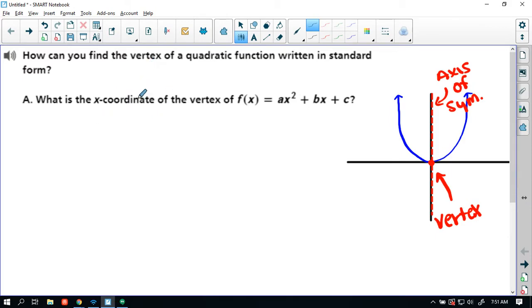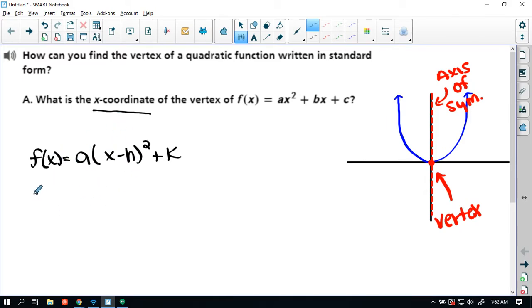How can you find the vertex of a quadratic function written in standard form? What is the x-coordinate of the vertex of f of x equals ax squared plus bx plus c? So we're looking for just the x-coordinate of the vertex. I'm going to write out vertex form, not this one yet: f of x equals a times x minus h squared plus k. Just to remind you what vertex form really looks like.